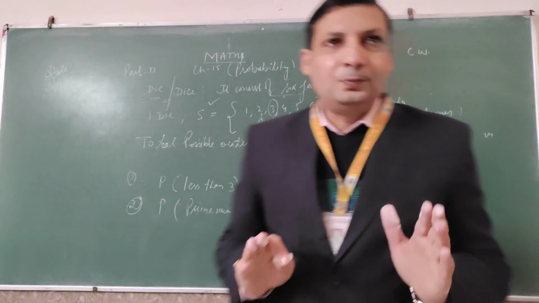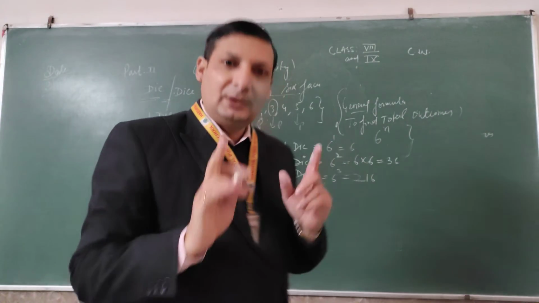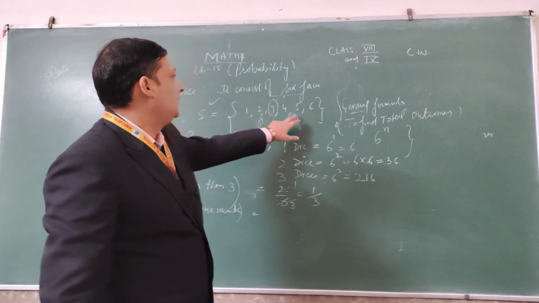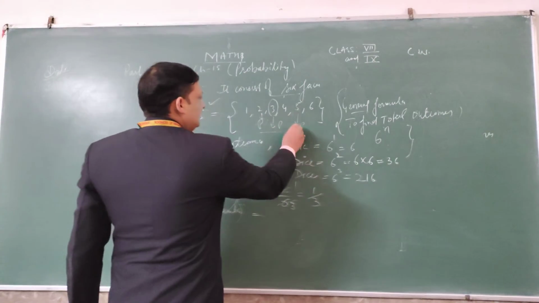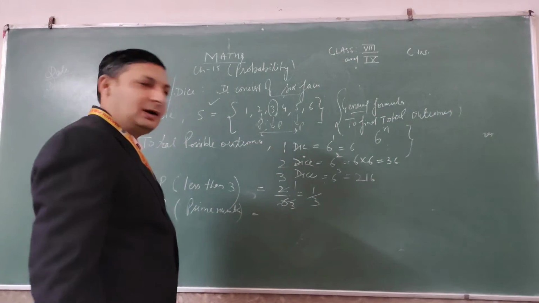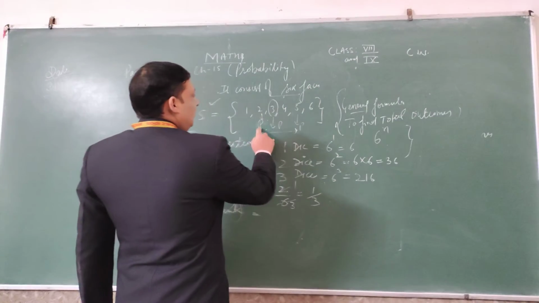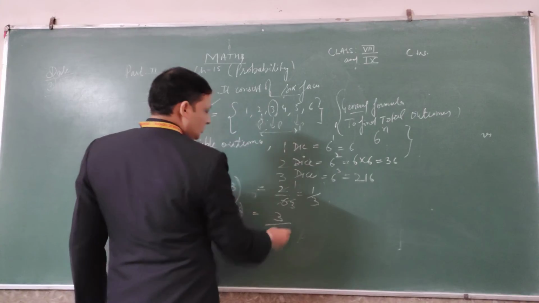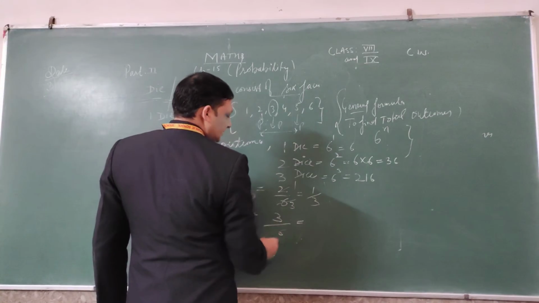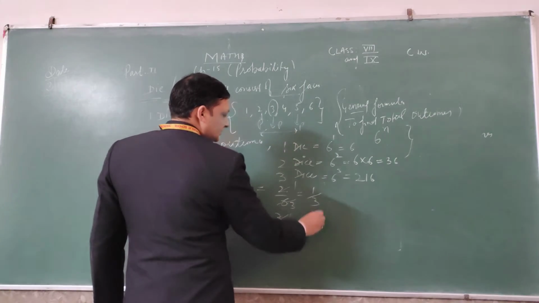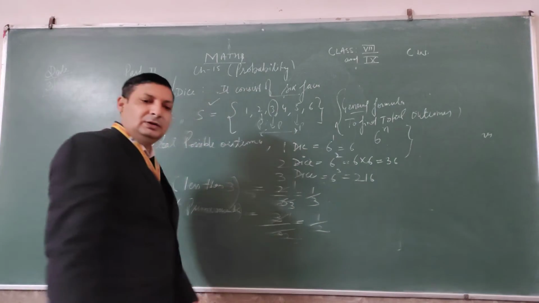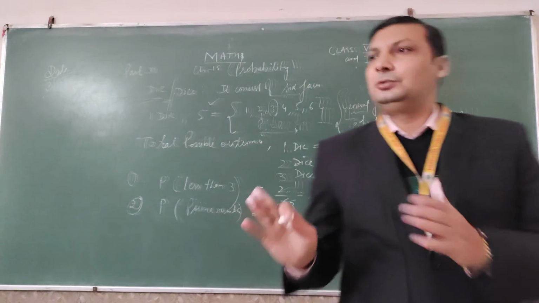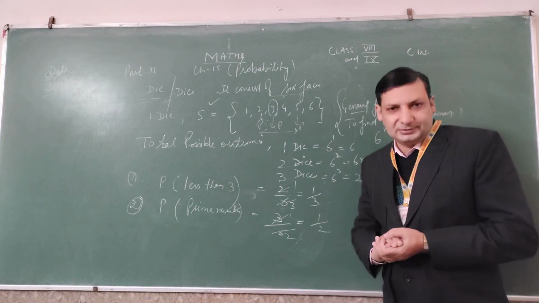So what I have told you, prime numbers are those numbers other than 1 that are divisible only by themselves. So see here, 2, 3, 5: 3 numbers which are prime. So we will write the number of favorable outcomes as 3 and the total will be 6, always for one dice. So the answer will be 3 by 6, which is 1 by 2, the probability. Like this we can find the probability of any question related to one dice, which is called a single dice.